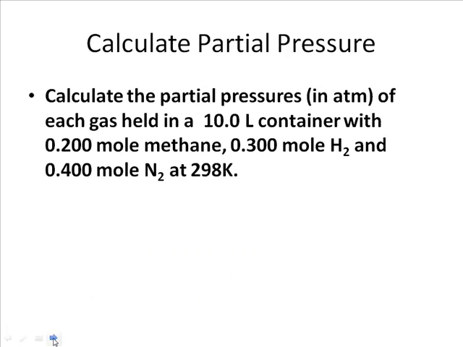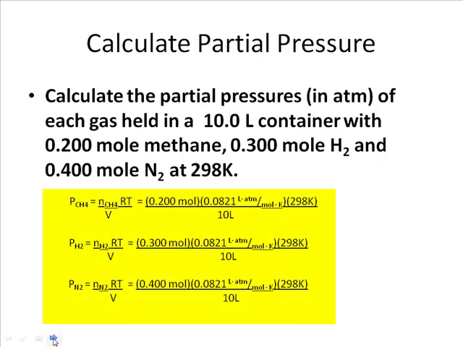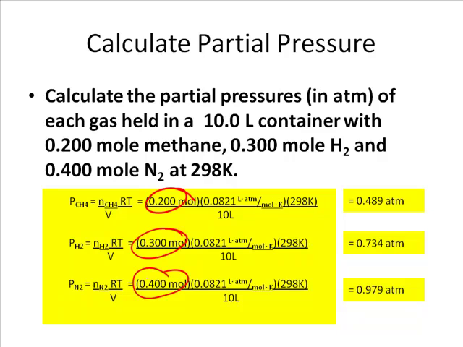Using the same problem, it asks for calculating the partial pressures in atmospheres of each gas. Same idea, okay? Except this time you're not going to use the total amount of moles, you're going to plug in the mole value for each gas to solve for the partial pressure of each gas. And here's the setup. Notice how everything's the same except for the amount of moles in each gas. Okay? And when we solve, we get these as our values.